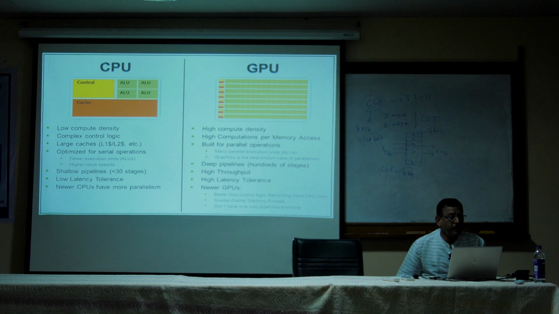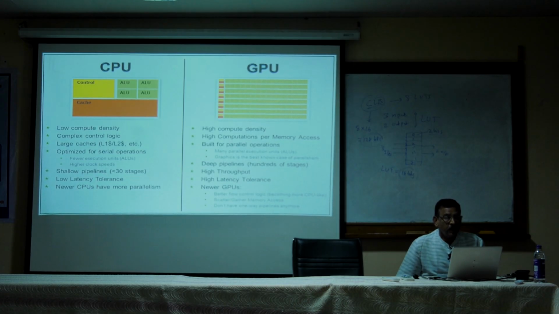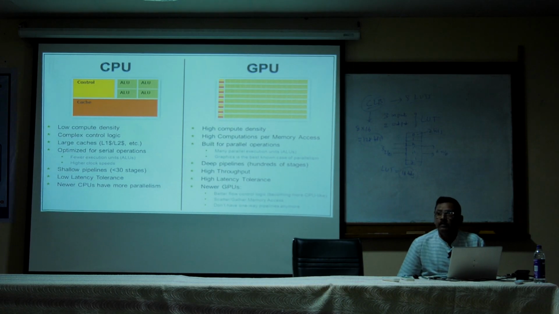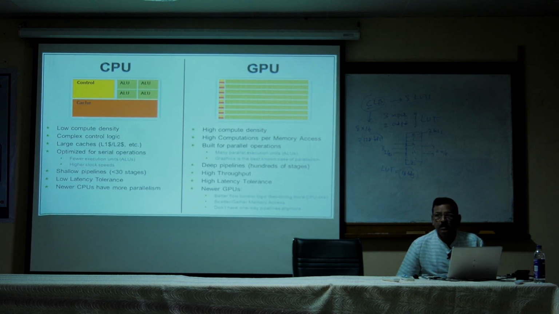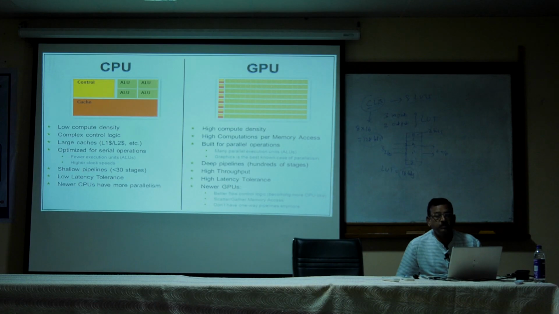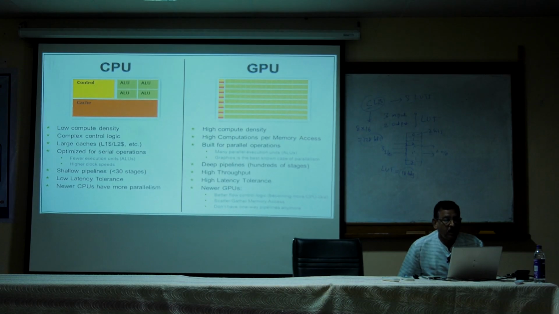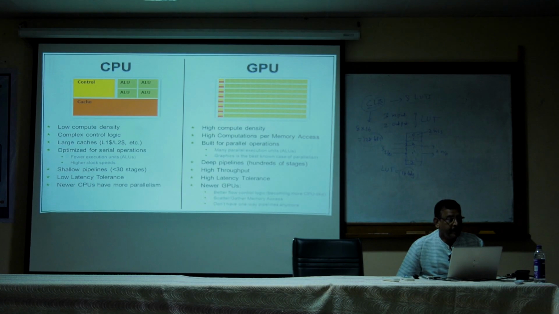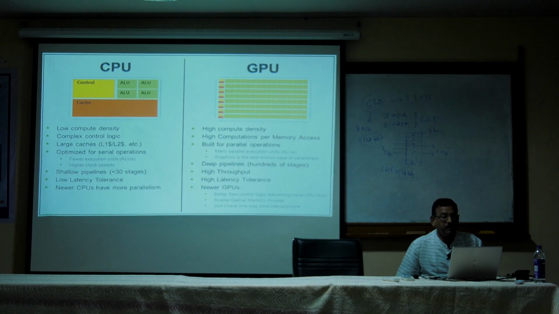Then CPUs are optimized for serial operations in ALUs, with higher clock speeds. CPUs have shallow pipelines, maybe less than 30 stages, whereas GPUs have deep pipelines, hundreds of stages. Pipelining stages are more in the case of GPUs. Then latency: CPUs have low latency tolerance, while GPUs have high latency tolerance. As far as throughput is concerned, GPU throughput is high.